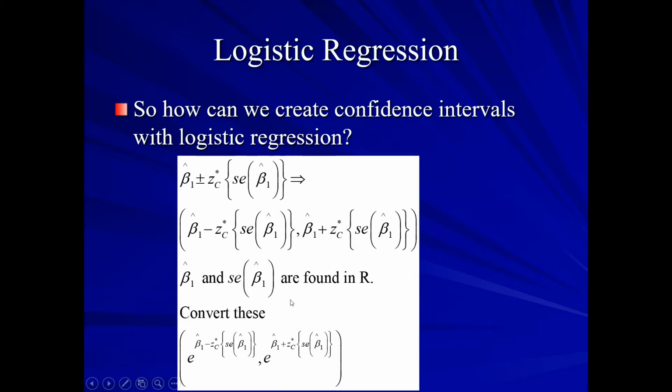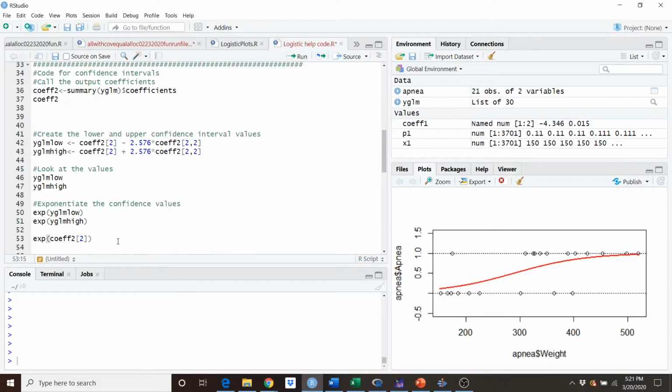In order to create our confidence intervals, we need to then exponentiate both of these so we can get our confidence values. Now, let's take a look at what would happen when we do this in R. Again, if you haven't created your R output for our sleep apnea data, you should go back to the previous video and do so.